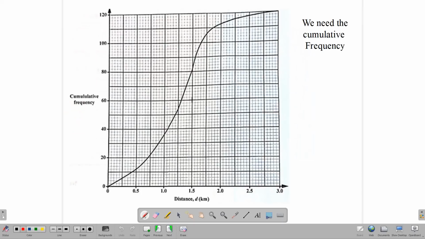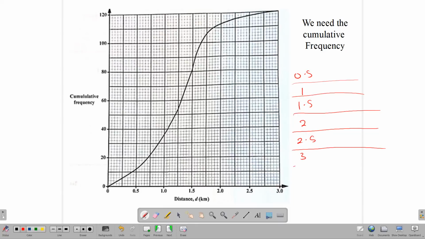So here we're going to fill in the cumulative frequencies, starting at 0.5. So we have 0.5, we have 1, we have 1.5, we have 2, and we have 2.5, and then 3. So we need to fill in these cumulative frequencies and then use it to work backwards to find our individual frequencies. All right, so this is the upper boundary, and then we're going to fill in the cumulative frequency here and then find the individual frequencies.